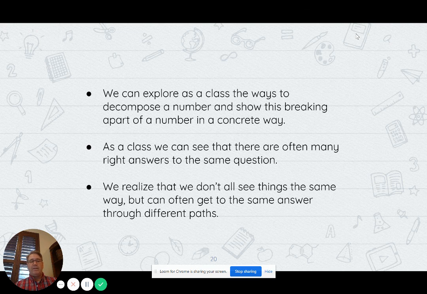Another thing is as a class, we get to see that there's a lot of right answers to the same question sometimes. Sometimes there's just one right answer, but sometimes there's a lot of right answers. And then finally, we realize that we don't all see things in the same way, but we can often get to the same answer through different paths. And those are three really good things for our little ones to learn.